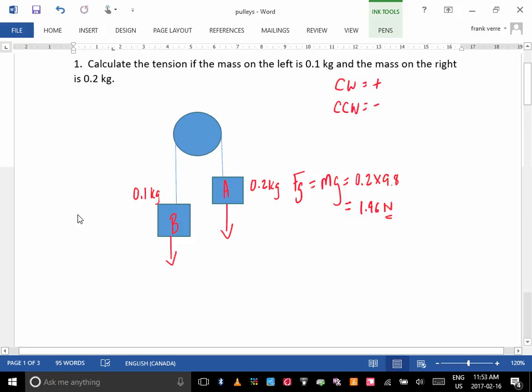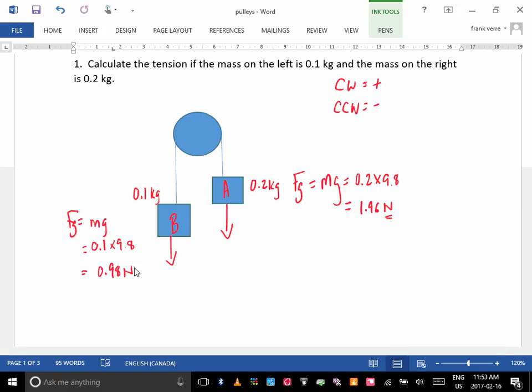Now, what is the weight of the second mass? Well, again, the weight is mass times g, 0.1 times 9.8, and that would be 0.98 newtons, correct?